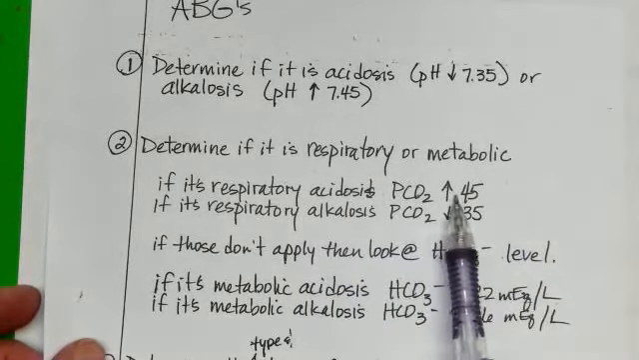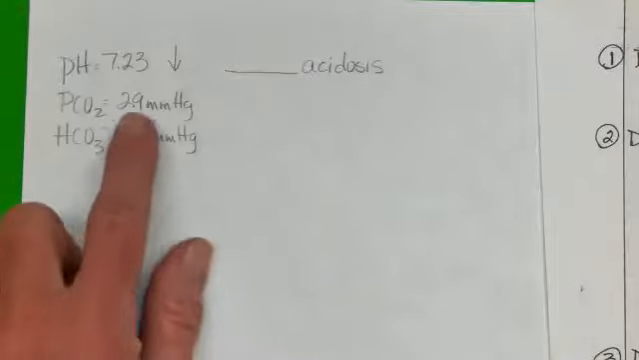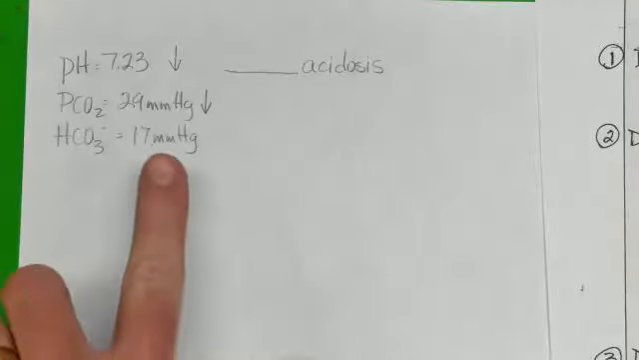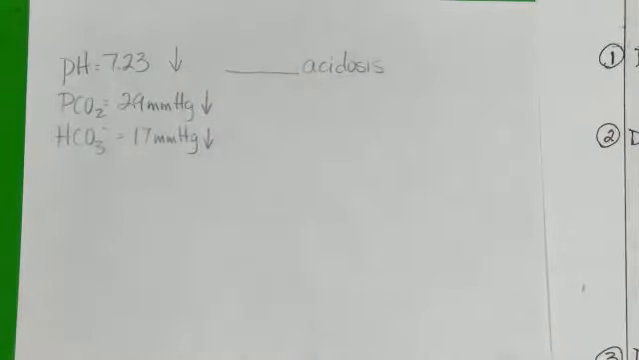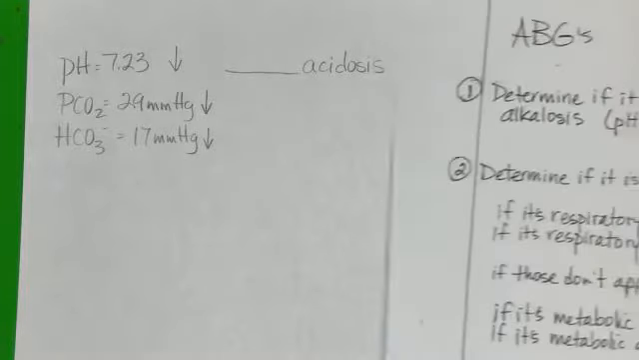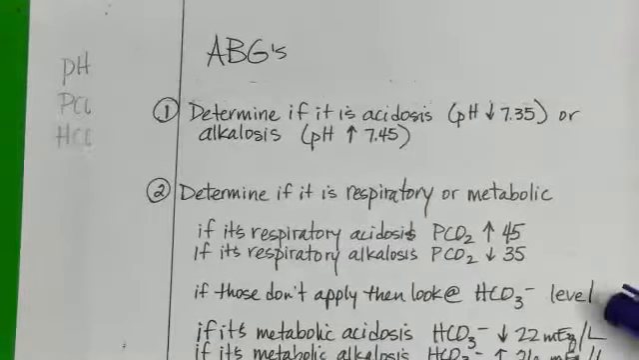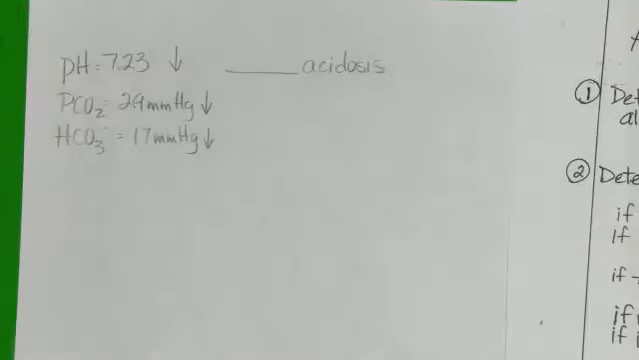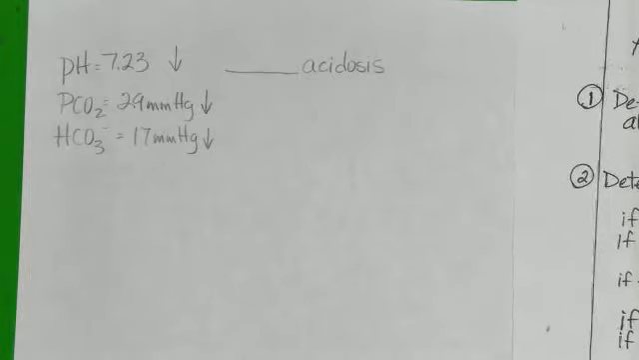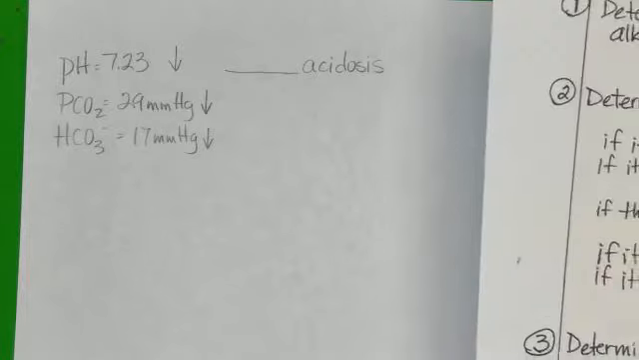My PCO2 has to be greater than 45. Oh, actually, you should put your arrows in first because that helps too. So this is lower, because remember this should be 35 to 45. And this is low too, because that should be between 22 and 26. Now if we go back to this page, is my PCO2 greater than 45? No, it's lower than 35. So it cannot be respiratory acidosis.